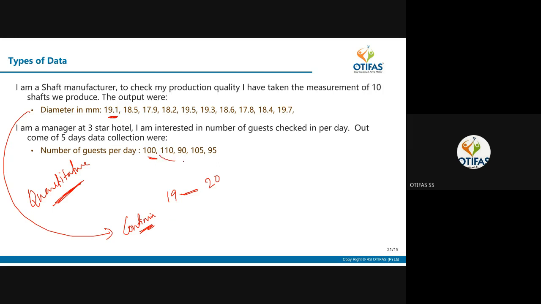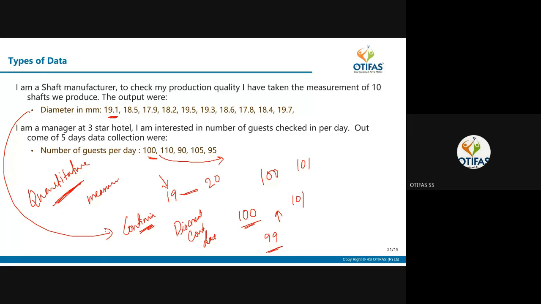But here, 100, 101. Suppose today in this session we have 100 students. If anyone joined, how many students? 101. If anyone left, how many students? 99. It cannot have fractions, so this is called discrete, or count data.